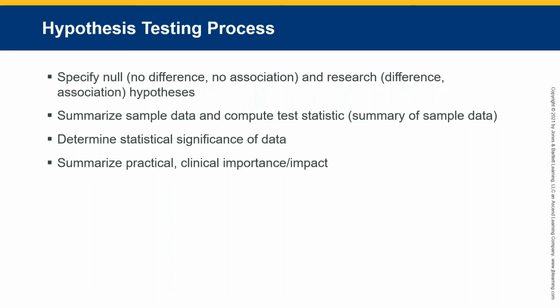And then we summarize our sample data, which was just organized in that little table, calculate a test statistic to summarize what we're seeing in our sample, and then determine statistical significance, practical, and clinical importance. And I always add that last bullet so that students go one step further to really understand or communicate what is important about a particular study.